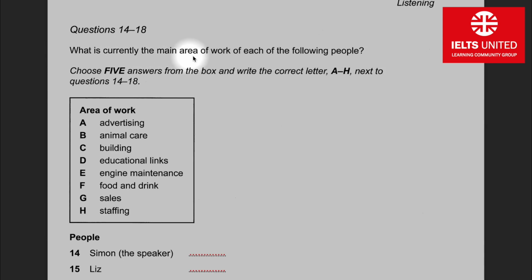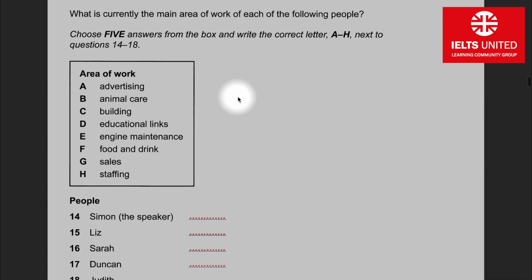What is currently the main area of work for each of the following people? Okay, so we're thinking about the jobs for these people. Choose 5 answers from the box. Be careful, this needs 5, not just 1 or 2, so choose 5 from the box and write the correct letter A to H next to the questions 14 to 18.